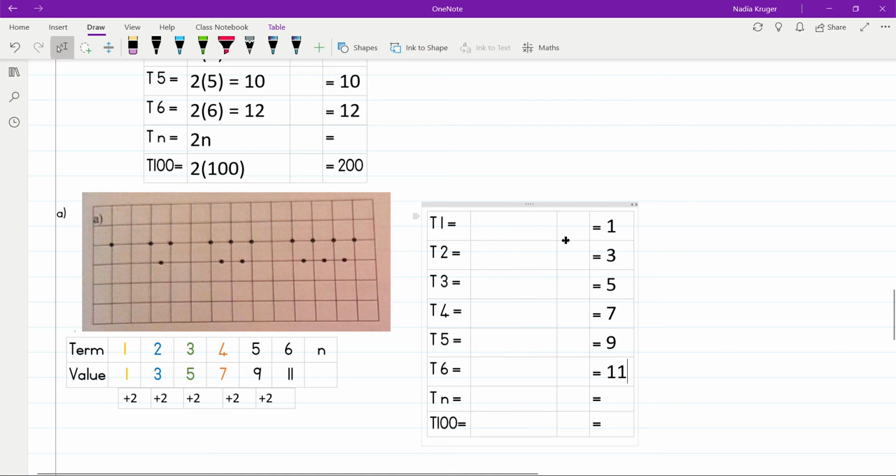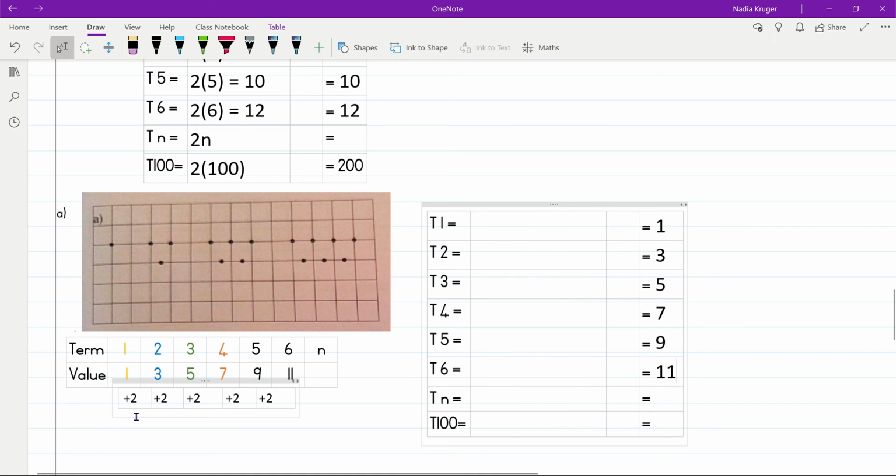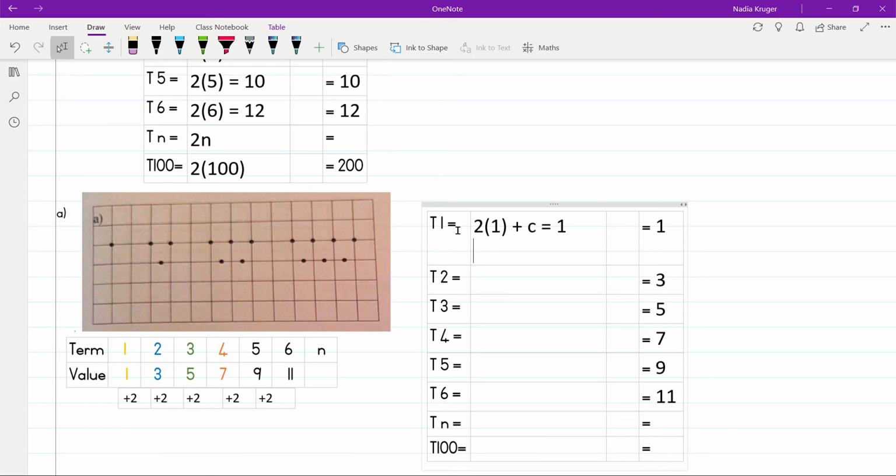Our constant difference we have actually already done. We've done it here. That would be the value for A. So if we place A in our formula, which is 2, we multiply by our term number, which is 1, and we have to add C to get to 1. So let's see what we get. 2 times 1 is 2. We need to get to 1, so our answer has to be 1. What do we need to do to 2 to get to 1? We have to subtract 1.